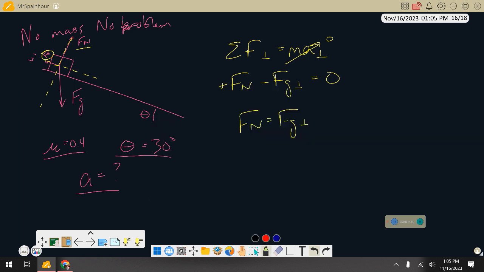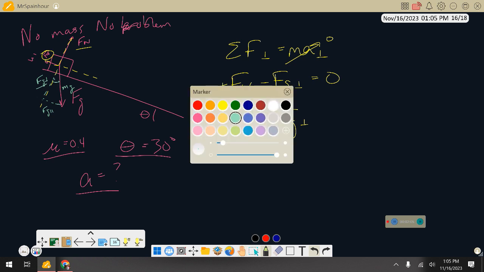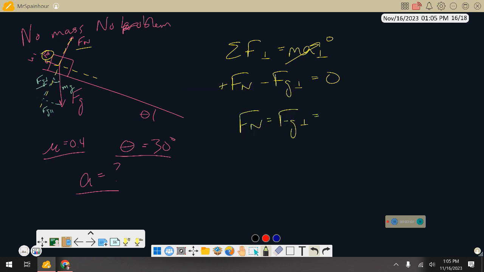And if I look at my triangle over here, I can see that this was just shifted by the 30 degrees because that came down 30 degrees right there. So my triangle should look like this. The magnitude of the hypotenuse is mg. Here's force gravity perpendicular and force gravity parallel. So that one is adjacent. Since it's adjacent, the force gravity perpendicular is mg times cosine of theta.